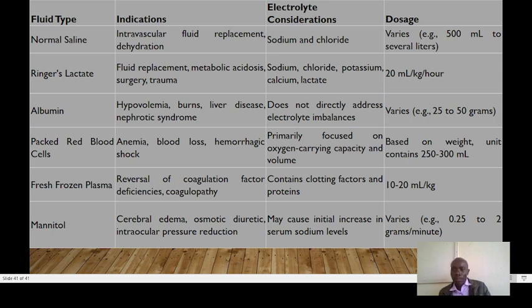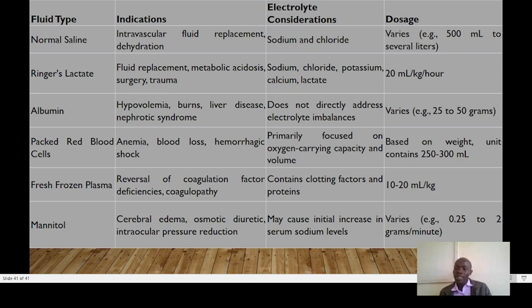As for the albumin, it's for patients with hypovolemia, burns, and liver disease. Remember, they are not able to produce these proteins, the albumin, the globulins, or the nephrotic syndrome. The dosage varies from 25 to 50 grams, but it does not directly address electrolyte imbalance. Instead, it shifts the fluids in the spaces.